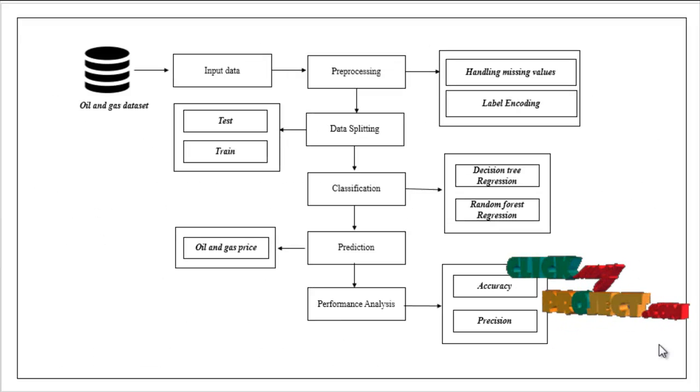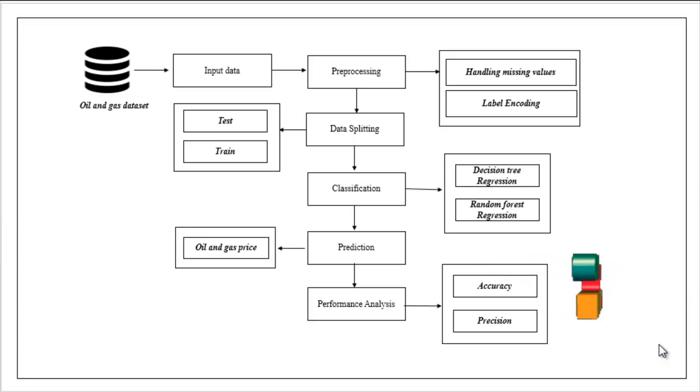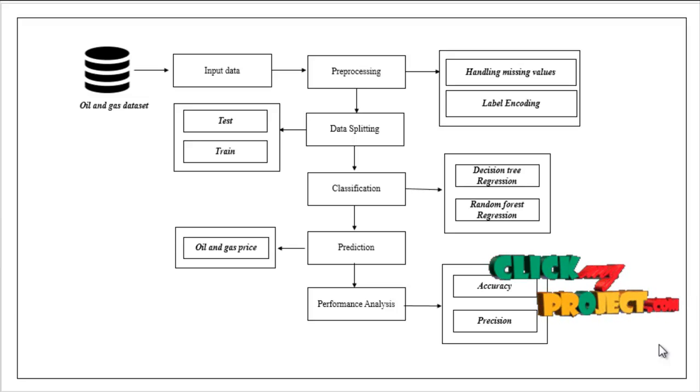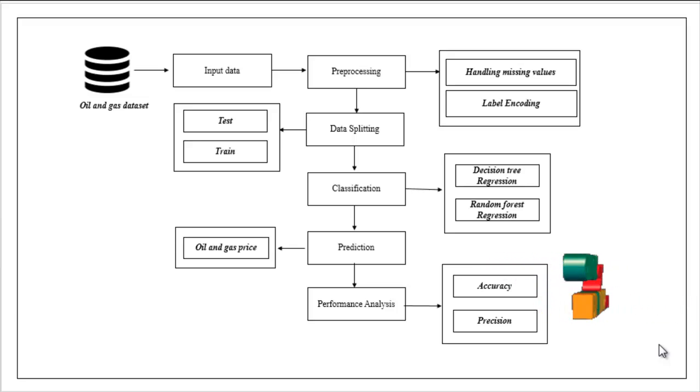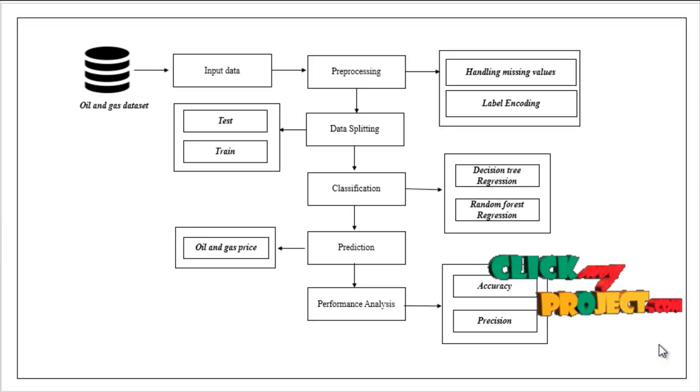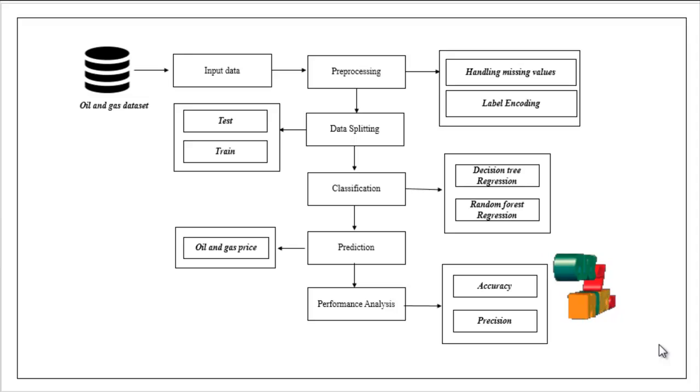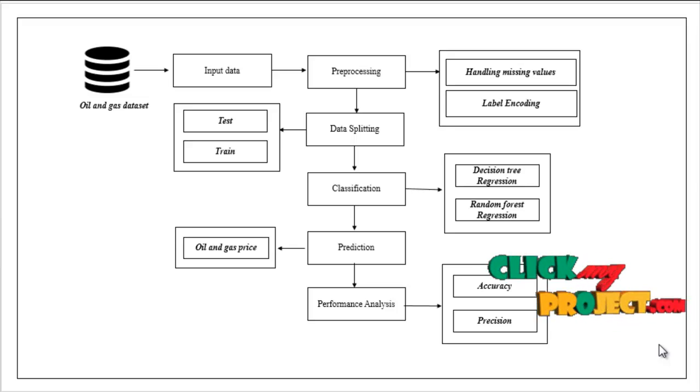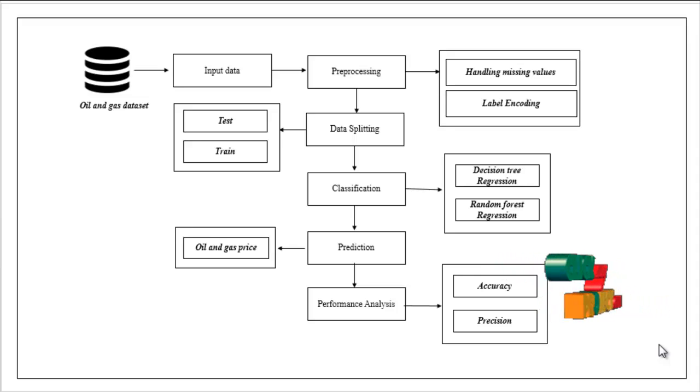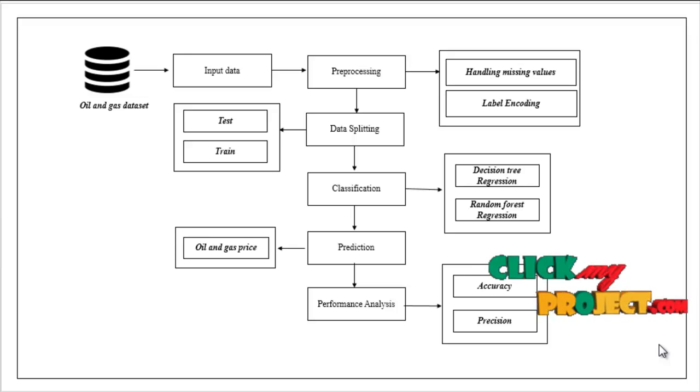This is the flow of our project. The input is the oil and gas data set. Here we have to select the input data set, or we have to collect our input data set from data set repositories like UCI, Kaggle, GitHub and so on. Then we select the input data set with the help of the pandas package.